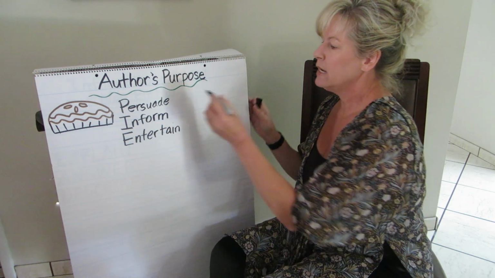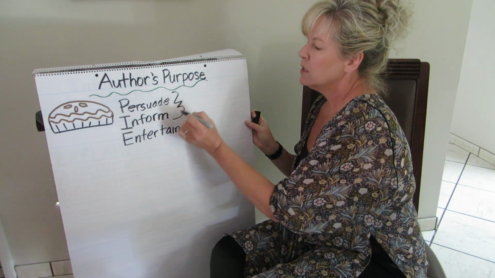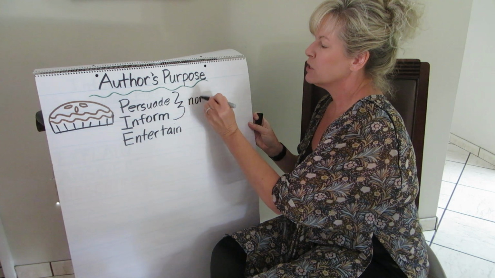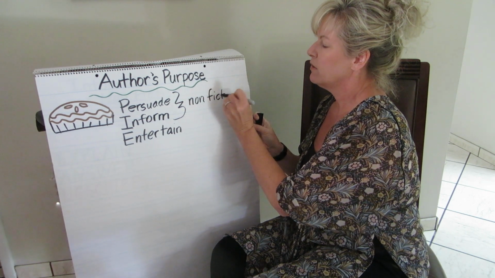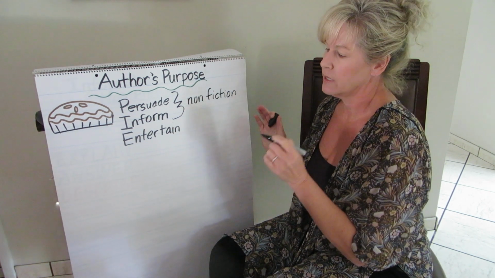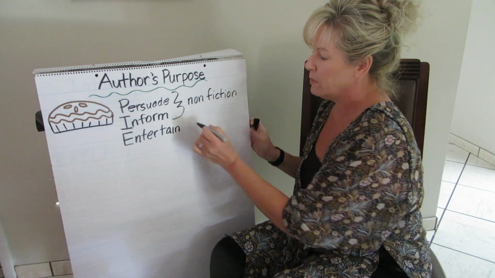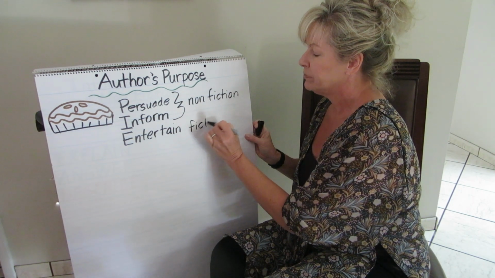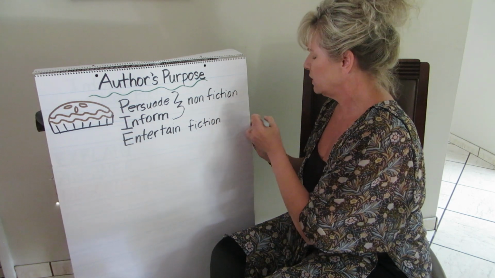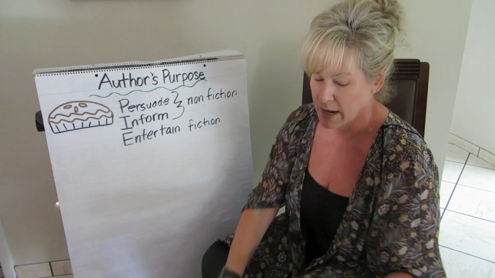So persuading and informing texts, those are usually our nonfiction texts, or you might hear me refer to it as informational text. Entertainment text would be our fiction texts, like the ones we worked on with Goldilocks and the Three Bears and Little Red Riding Hood.